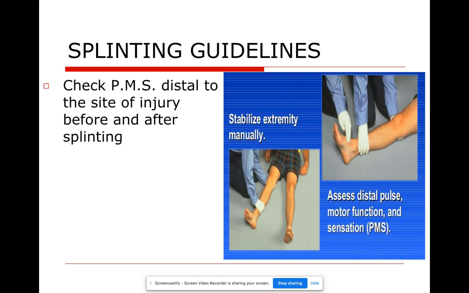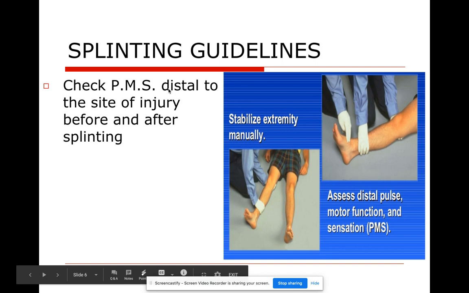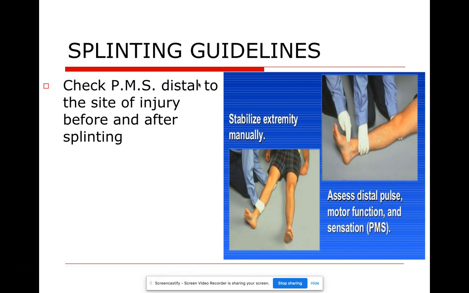So a couple other things that we would need to check. So you want to check PMS distal to the site of injury, distal meaning distant, meaning away from the injury and away from the joint. So if the injury is here on the tibia or fibula, we will be checking PMS down here towards the foot. The proximal end would be towards the knee. So you want to check that before and after splinting.